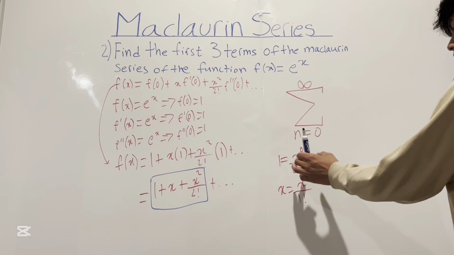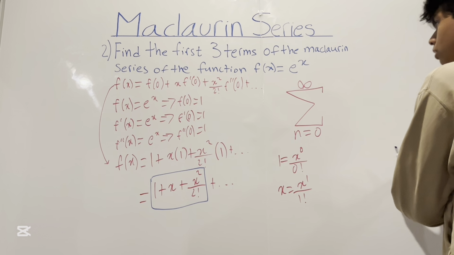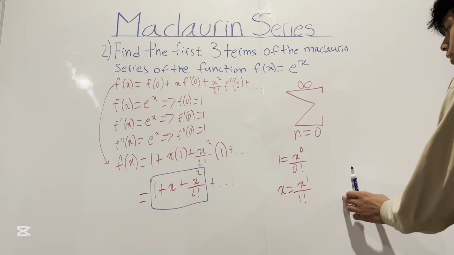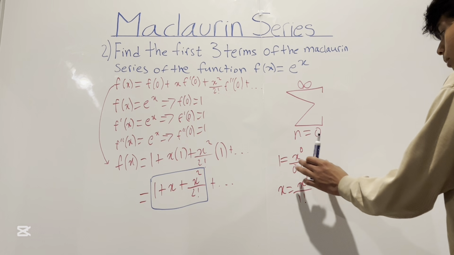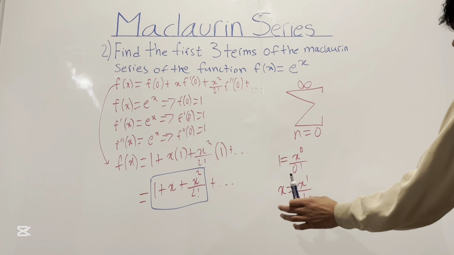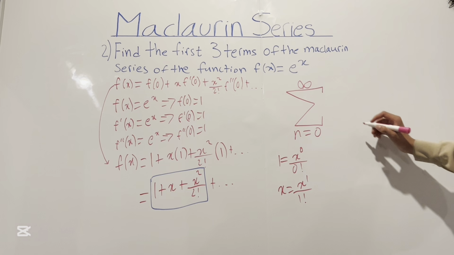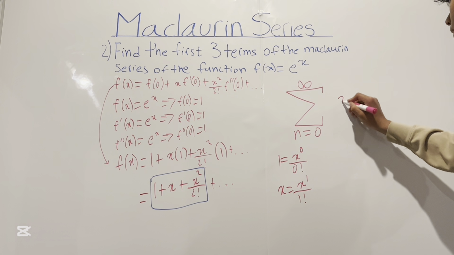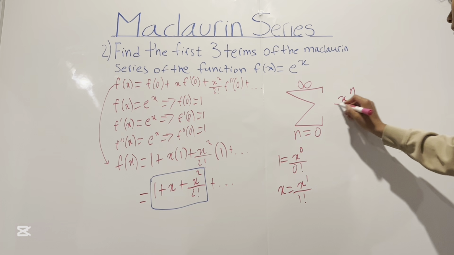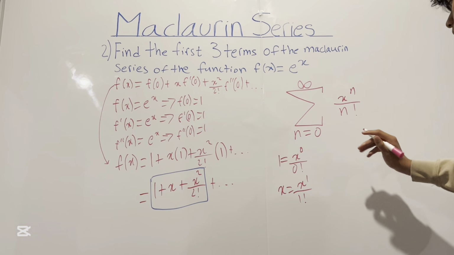Now we have the format for every single term in the Maclaurin series. It's going to be x to something divided by something factorial. The same as cosine x, but the exponent and factorials are a little different. So this is just going to be very simple. x to the n over n factorial, and that's it.